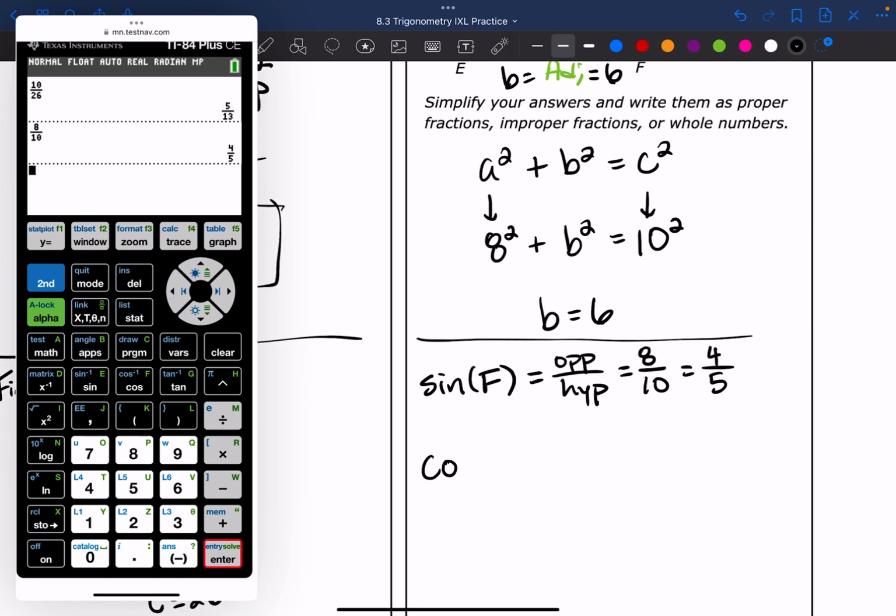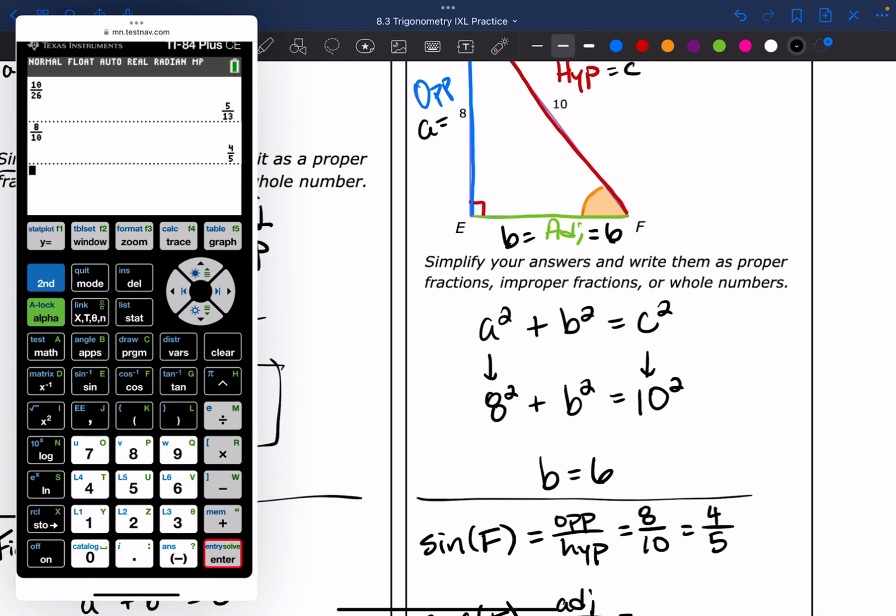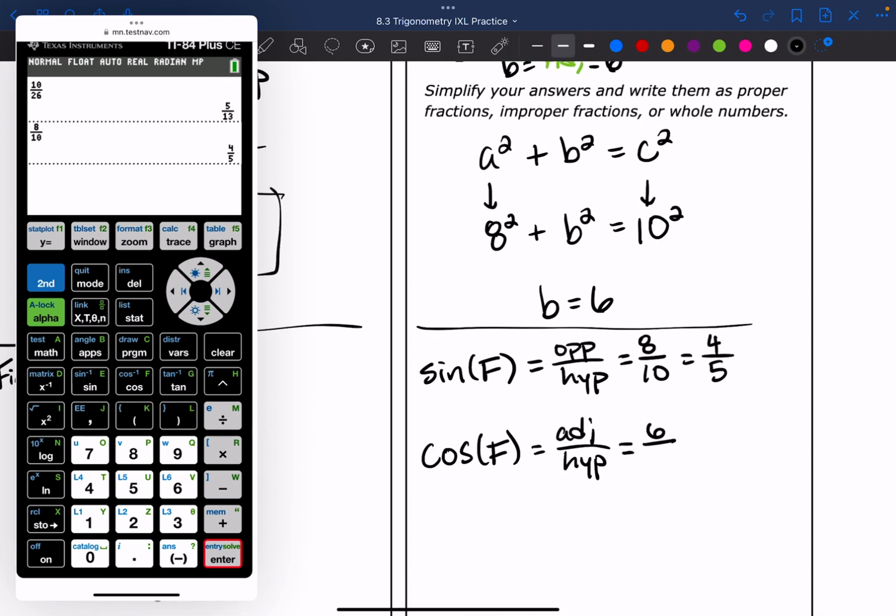Let's do cosine of F. That is adjacent over hypotenuse. What is my adjacent side? 6. Still, my hypotenuse is 10. I can see if that reduces. I'm going quickly, but you're going to get more practice. This type of question is going to be near the end, so you'll have plenty of practice. So you'll be much quicker with these. So cosine of angle F reduces down to 3/5.